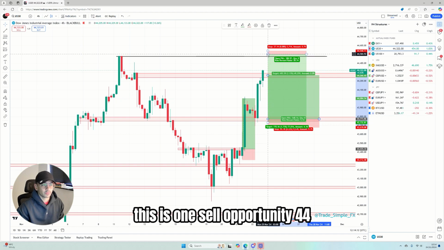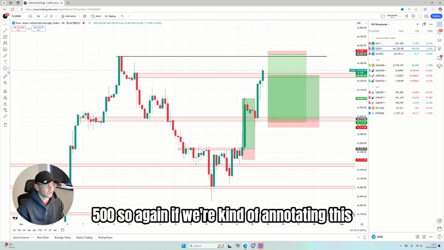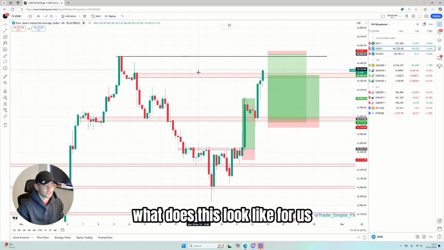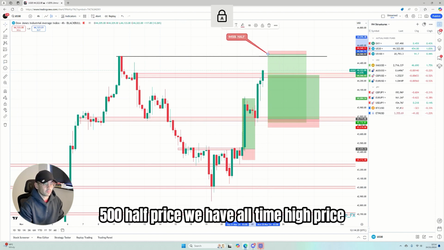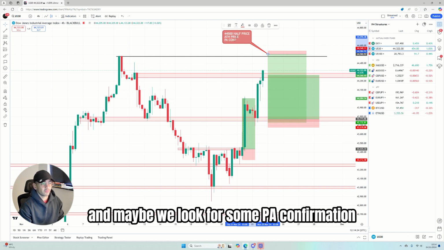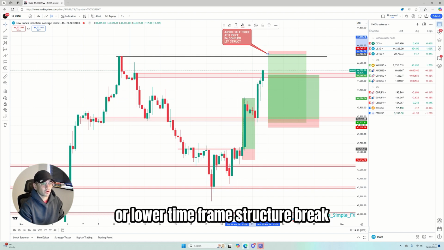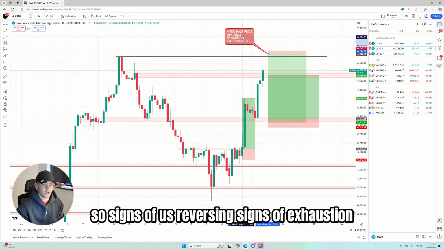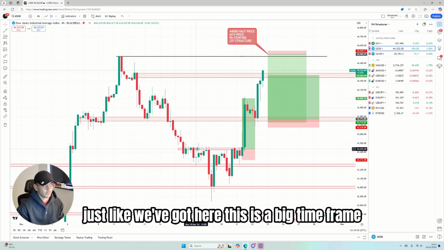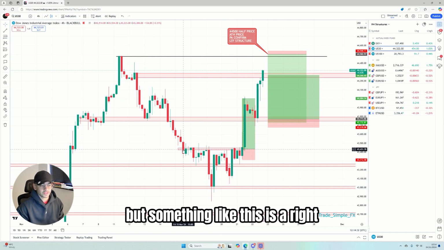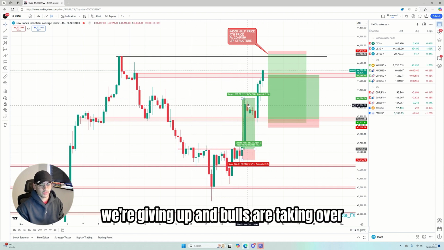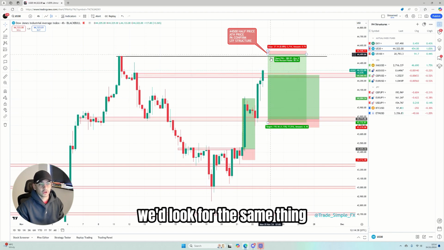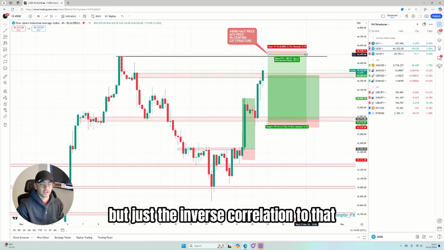Now, this is one buy opportunity. This is one sell opportunity, 44,500. So if we're annotating this, what does this look like for us? We'd probably say, right, 44,500 half price. We have all-time high price, and maybe we look for some PA confirmation or lower time frame structure break. So signs of us reversing, signs of exhaustion. Just like we've got here, this is a big time frame, but something like this to say, right, we're trying to go lower, we're trying to go lower again, failing to go lower, right, we're giving up and bulls are taking over. We'd look for the same thing, but just the inverse.